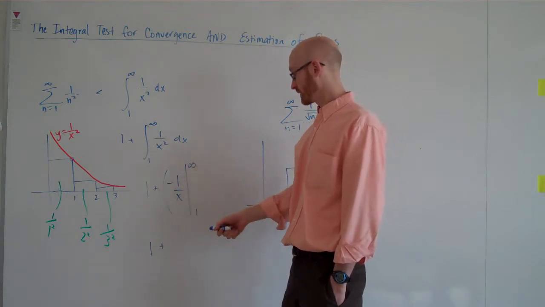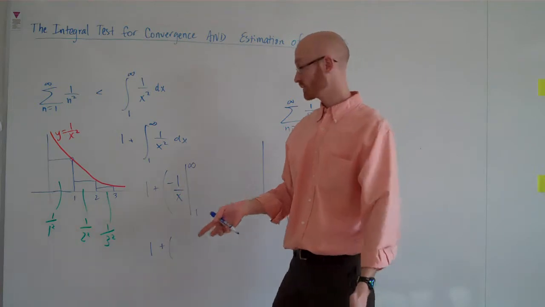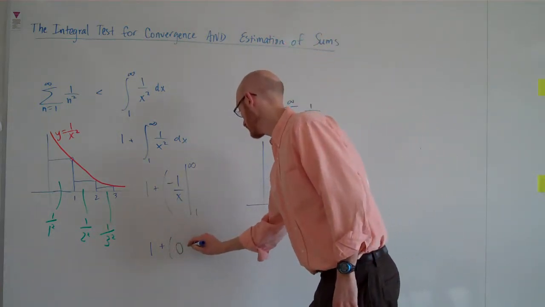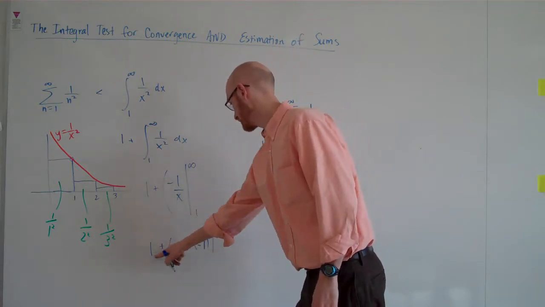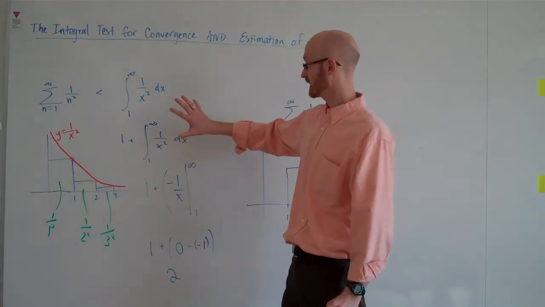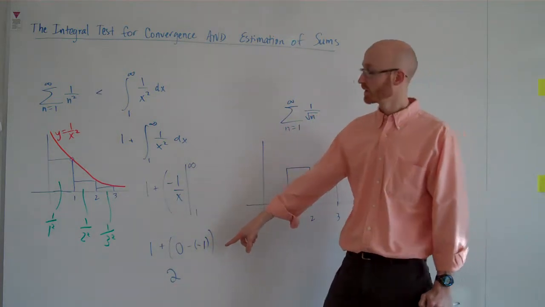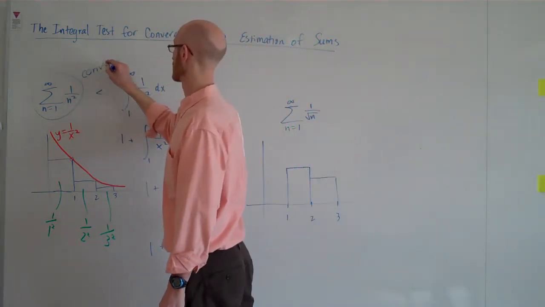So negative 1 over infinity, negative 1 over some huge number. If you let that limit, the way I had it written before with the limit, that becomes 0 minus negative 1. So it becomes 1 plus 1, which is 2. And thus, if this integral goes to 2, then this must converge.